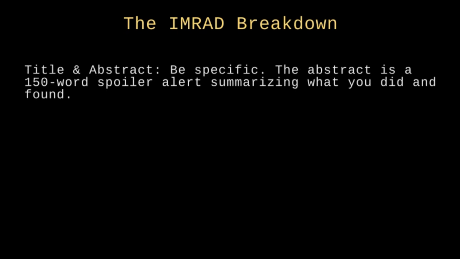This is your spoiler alert. It's a 150-word paragraph right at the beginning that summarizes the whole thing. You state what you did, how you did it, and what you found. Why? Because other scientists are busy. They read the abstract to decide if your whole paper is worth their time.